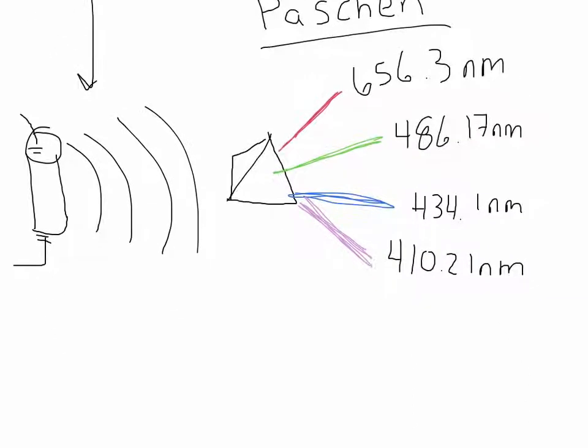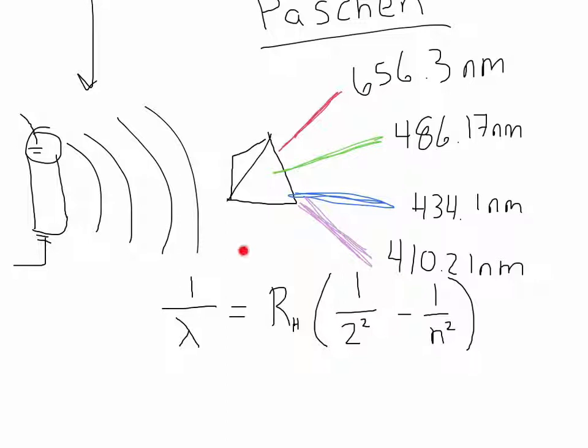So then Balmer created an equation to describe the wavelength coming out of hydrogen. And that equation looks something like this. So 1 over the wavelength of light is equal to some constant, R, times 1 over 2 squared minus 1 over n squared, where n is the number in the series.